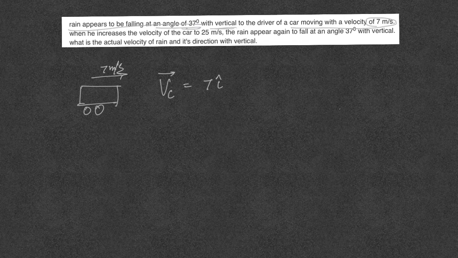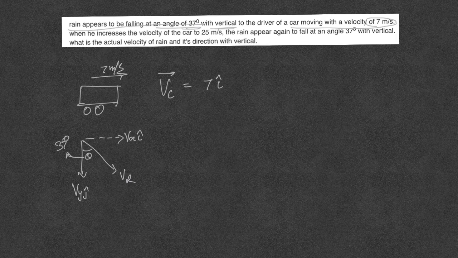Now rain appears to be falling at an angle of 37 degrees. So let's say the rain is falling in this direction to the vertical. So here we have theta, and theta is 37 degrees. Now remember that because rain is falling at an angle, the rain will have a vertical component, Vxi, as well as a horizontal component, Vyj. Now this is the velocity of rain. So velocity of rain will have a horizontal component as well as a vertical component.